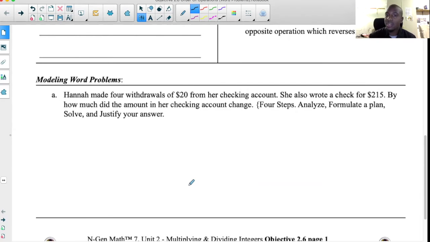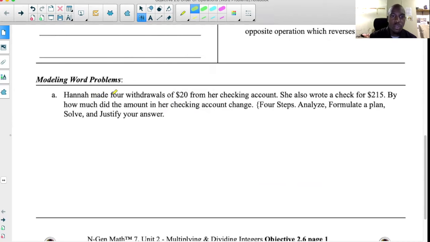Now, there's 4 steps that I like to tell people: you analyze, you formulate a plan, you solve it, and you justify your answer. Before we dive into that, let's just read it one more time, because with every word problem, we read it twice. We underline or highlight what's important so that we can analyze. This is our analyzing step right here. We're pulling out the important information, okay? So I'm gonna read it one more time.